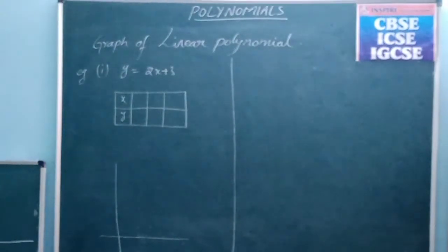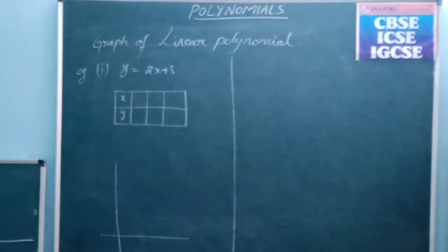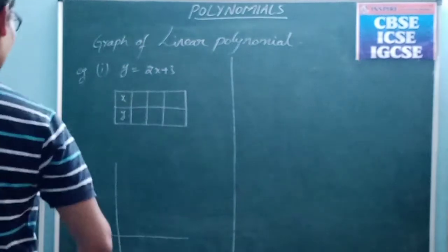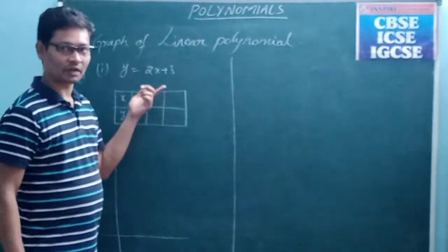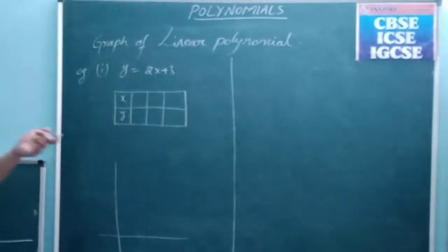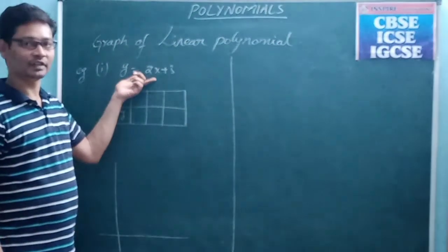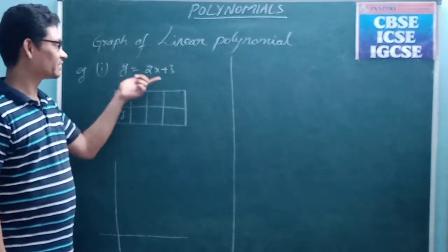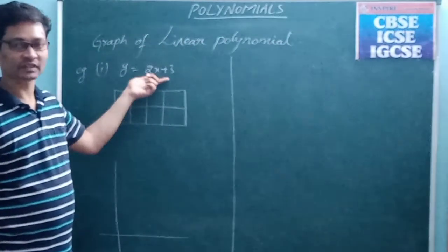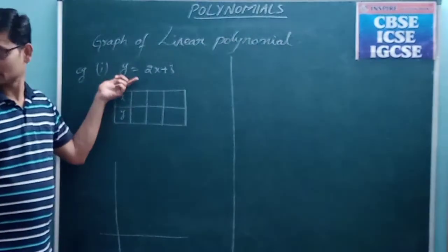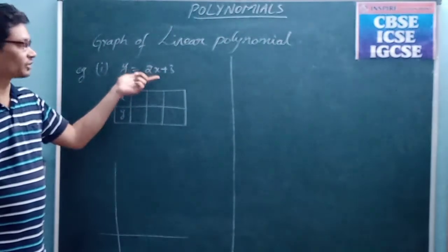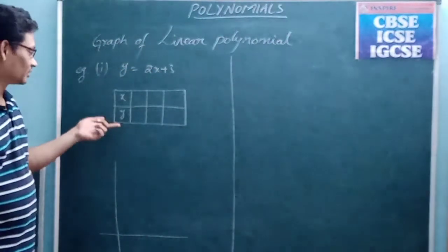Let us learn the graph of a linear polynomial today. Let us consider a linear polynomial y equals 2x plus 3.